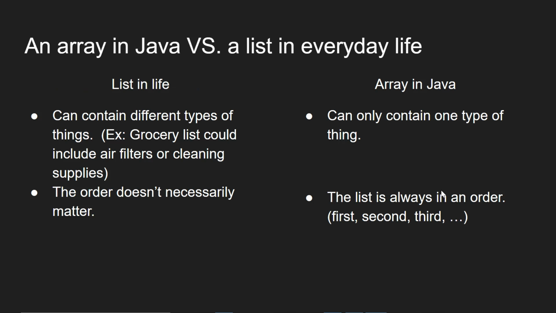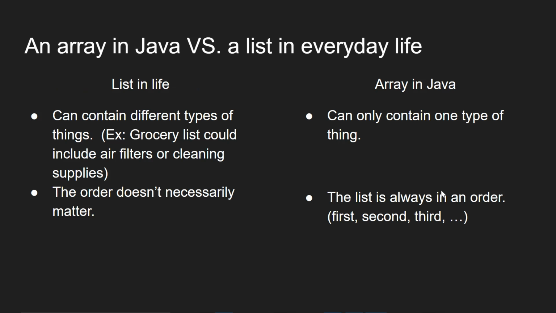A grocery list in everyday life can include things that are not groceries. It can include air filters or cleaning supplies, even though air filters and cleaning supplies typically wouldn't be defined as groceries. The order doesn't necessarily matter in a list either. So in other words, if I'm going shopping at the store, the first item on my list may be at the back of the store, the second item in the front, and the third item in the middle. Well, I can pick up the second item, then the third item, then the first item. The order does not really matter in my grocery list, just as long as I get all the items.